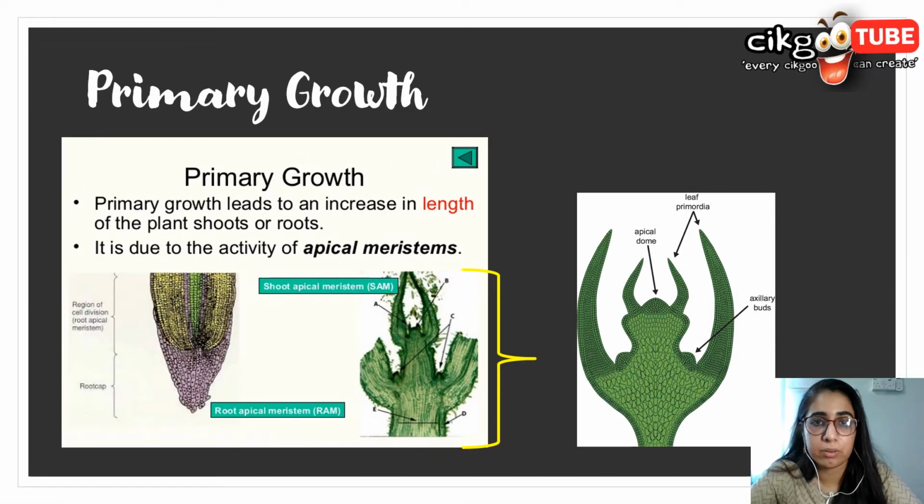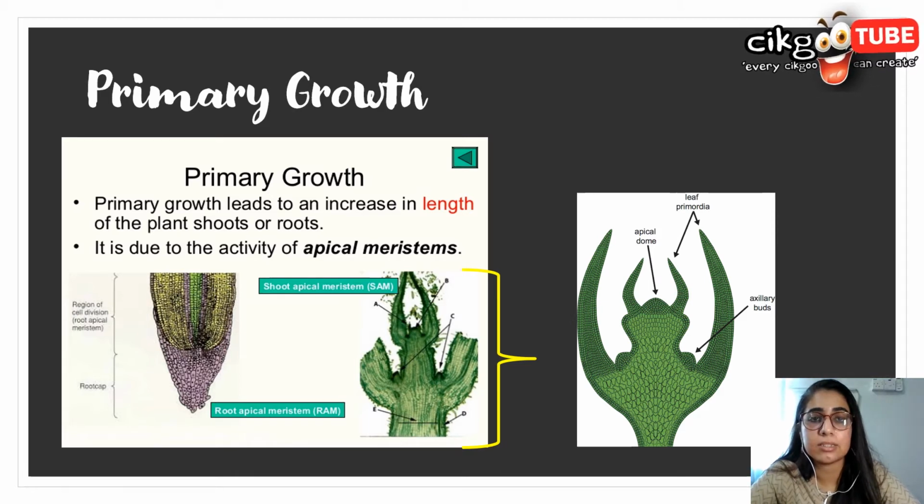Now, primary growth. This growth takes place in the apical meristem at the shoot tips and also root tips. Primary growth starts when the meristem cells in the zone of cell division of the apical meristems are actively dividing. After they divide, they elongate and they differentiate into other cells.